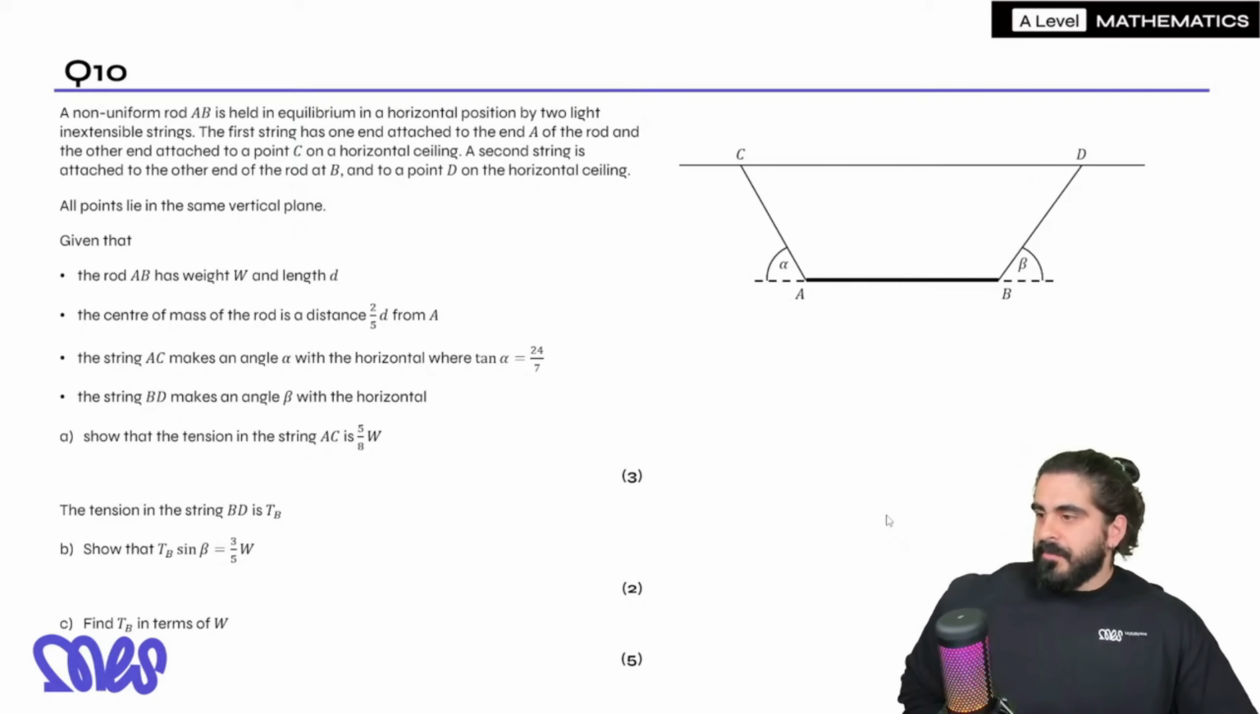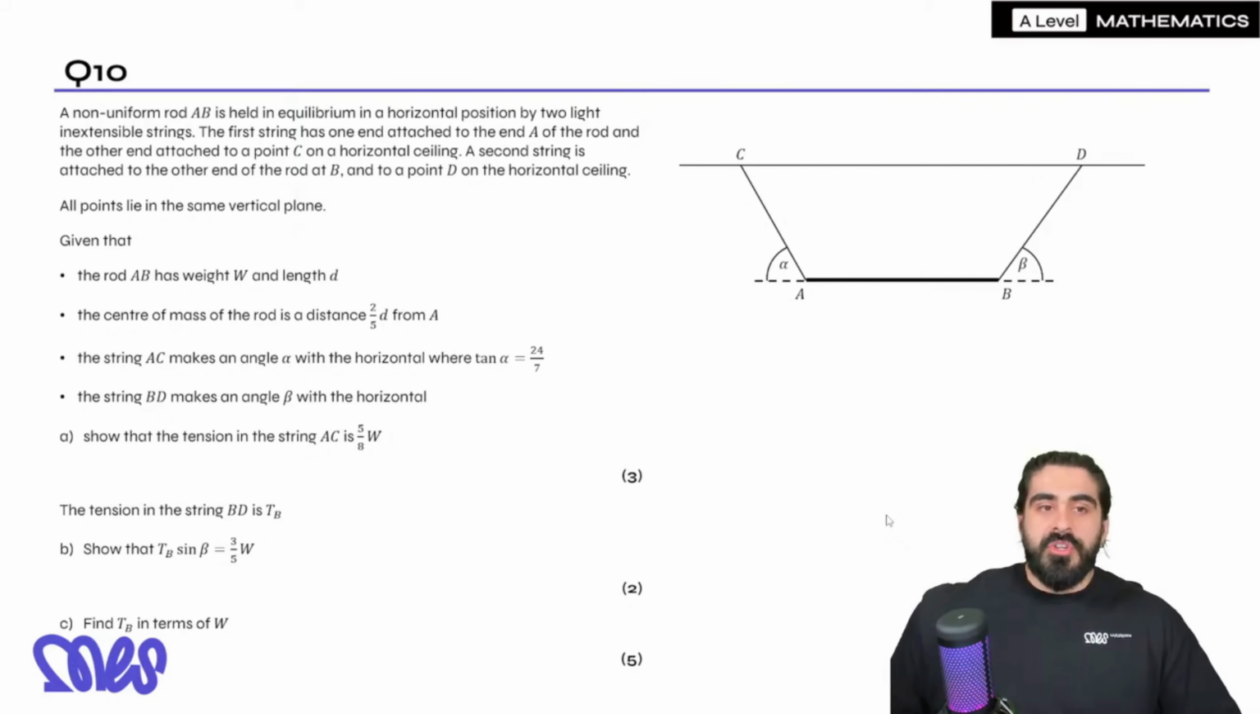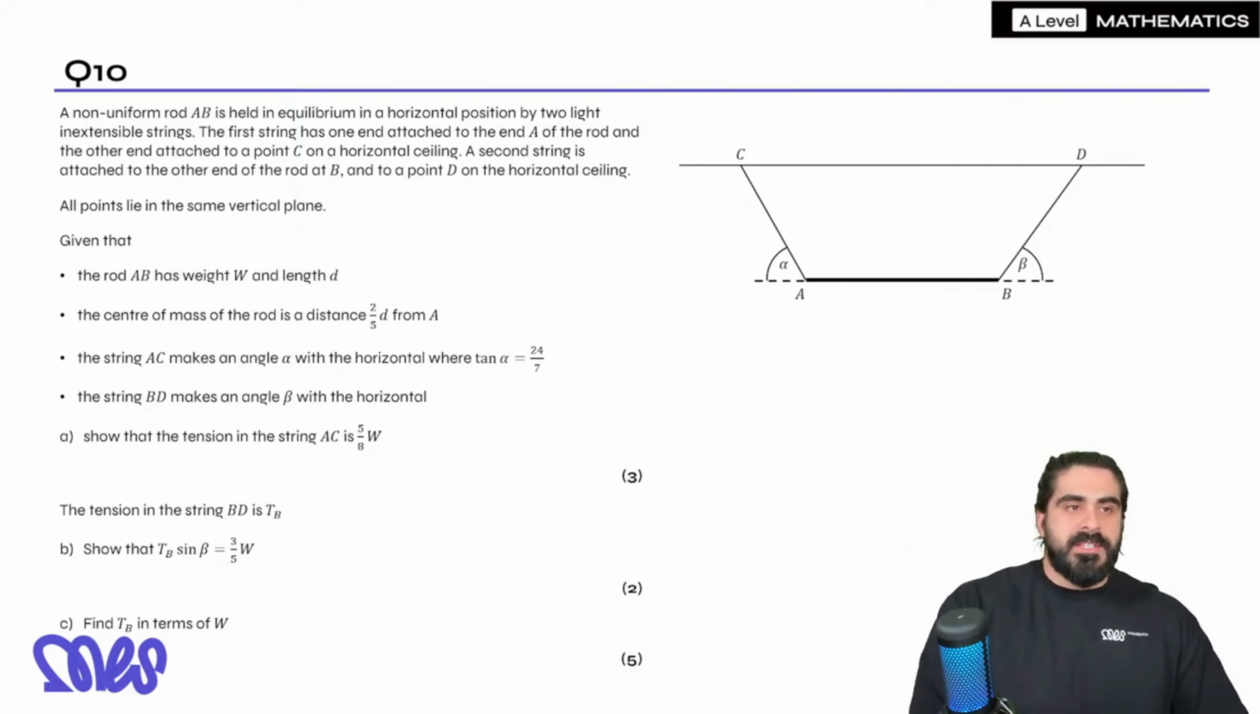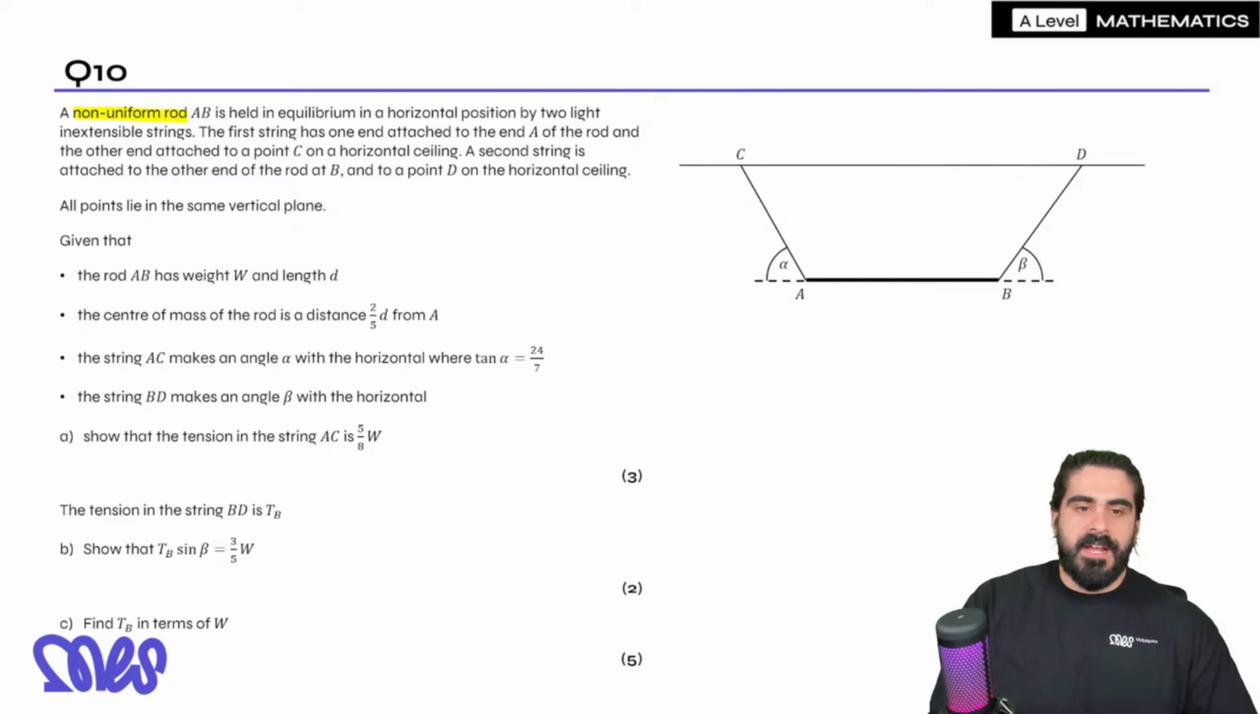Okay, so the first thing I was thinking about is that it says non-uniform, which means the center of mass is not in the middle. But then I was thinking, okay, where do I put it? They're now telling us 2/5 D from A. So it's closer to A than it is to B. So W, and we'll say 2/5 D.